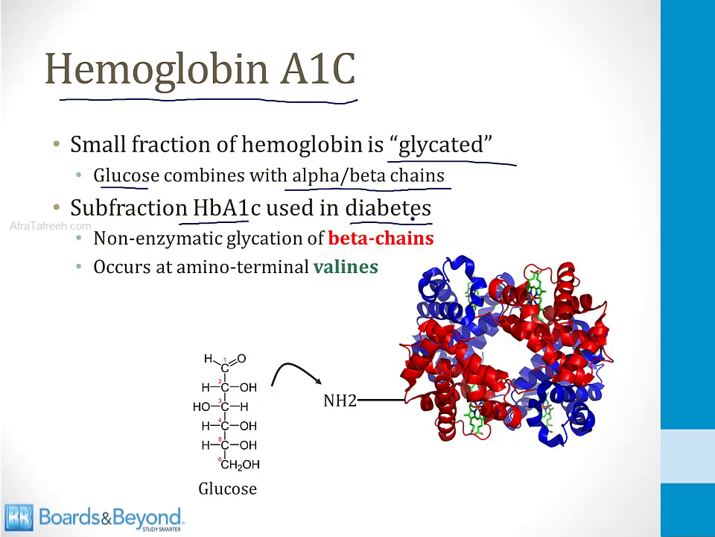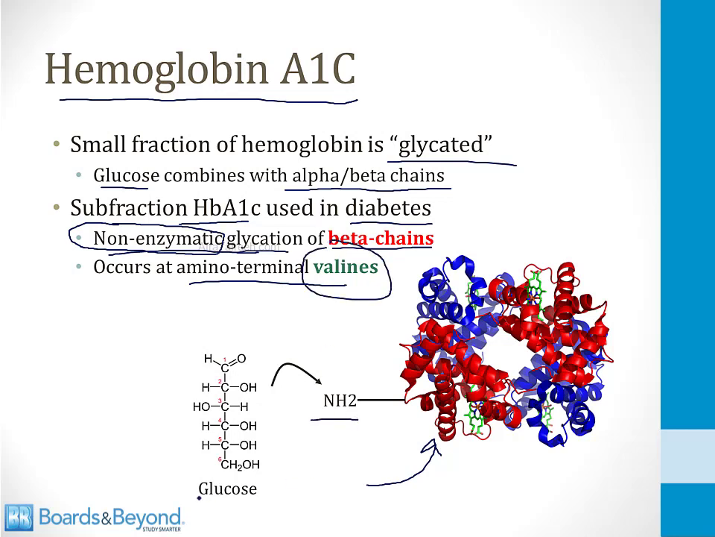Hemoglobin A1C is created by non-enzymatic glycation of the beta chains. Non-enzymatic means this reaction does not require an enzyme. Glycation means that glucose molecules are added to the beta chains. This occurs at the amino terminal valine. If you look at this picture on the screen, this is a molecule of hemoglobin, and as you know, hemoglobin is made up of amino acids. Some of the amino acids found in the beta chains are valines, and valines, as you know, have an NH2 group. Glucose will be added to these NH2 groups without an enzyme, hence it is called non-enzymatic glycation of the amino terminal of the valines.